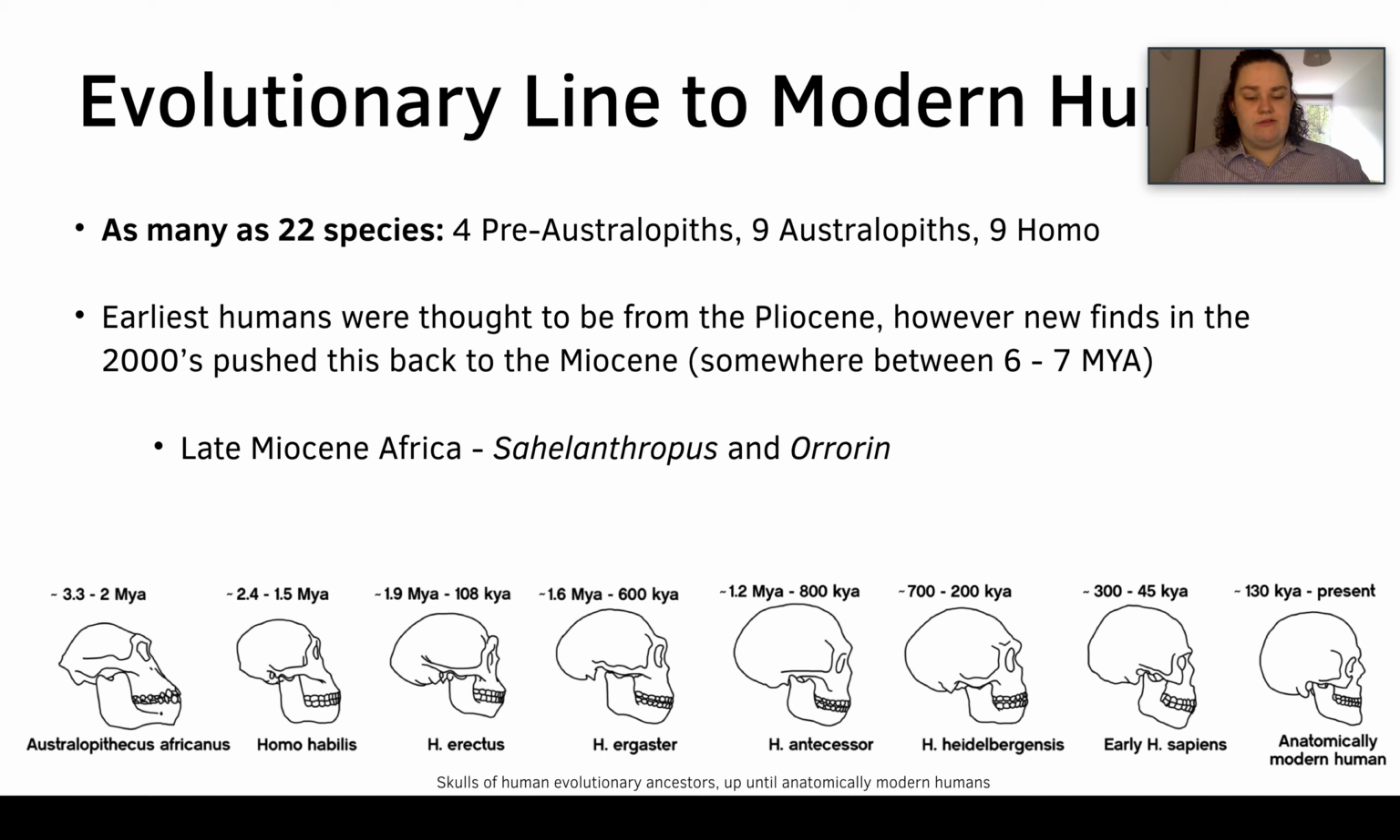However, new finds from the 2000s pushed us back to the Miocene, somewhere between 6 or 7 million years ago. And these new finds were Sahelanthropus and Orrorin. Both of these came out within a few months of each other, and they both were claimed to be the oldest. So there was quite a lot of debate over who was actually the oldest.